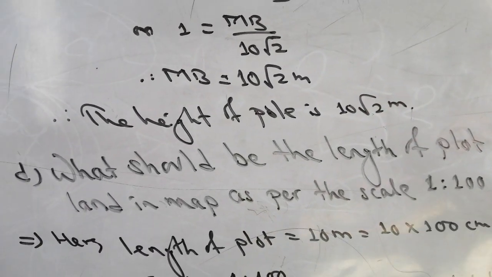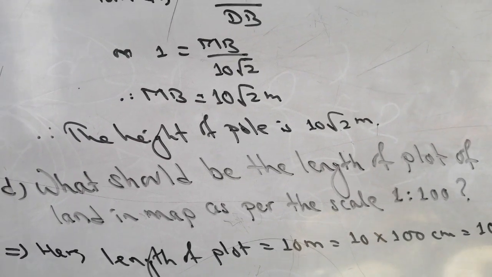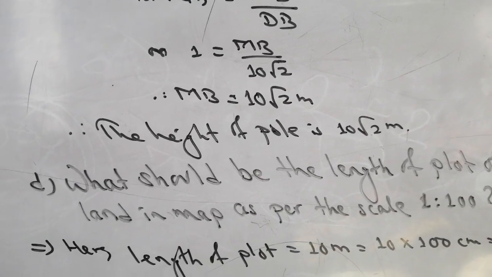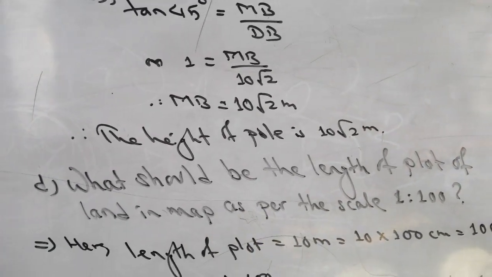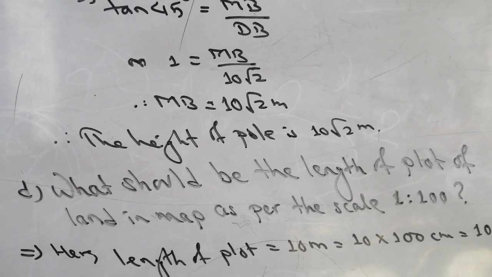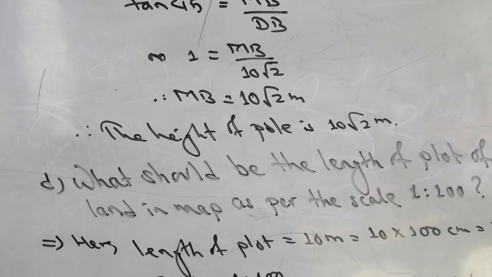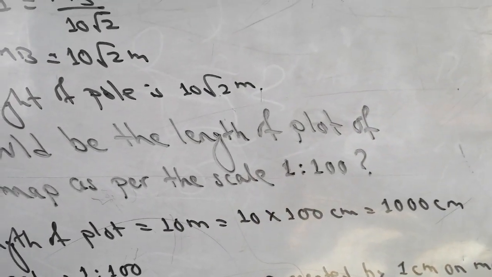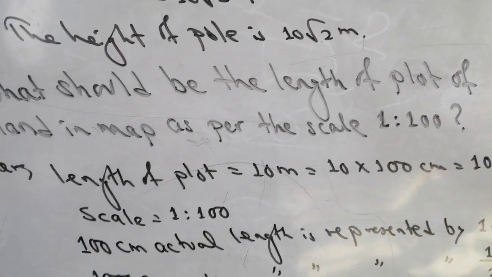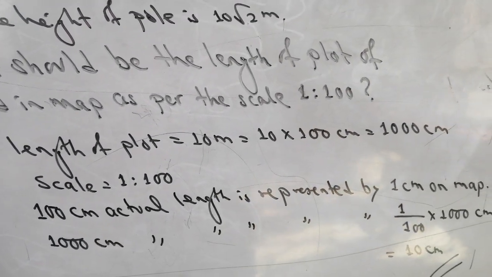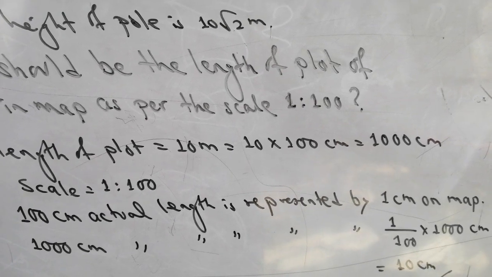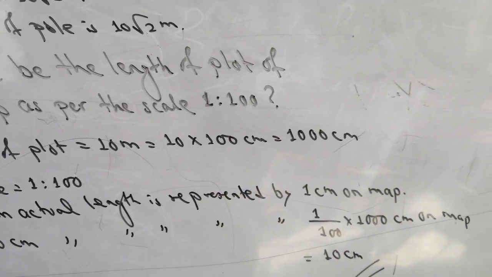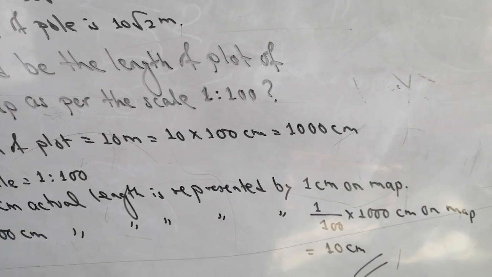And the next question is, what should be the length of the plot of land on the map as per the scale 1:200? Scale 1:200 means 1 cm if we draw on the map is equal to 200 cm in the actual length. The length of the plot is 10 meter. If we convert this into centimeter, we get 1000 cm. So 200 cm actual length is represented by 1 cm on the map. We have 1000 cm actual length, so it represents 1 by 200 into 1000 cm on the map.